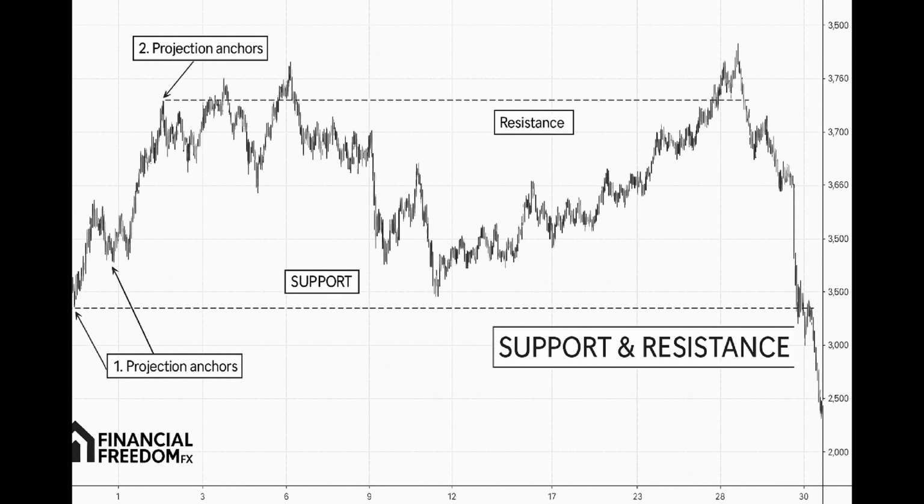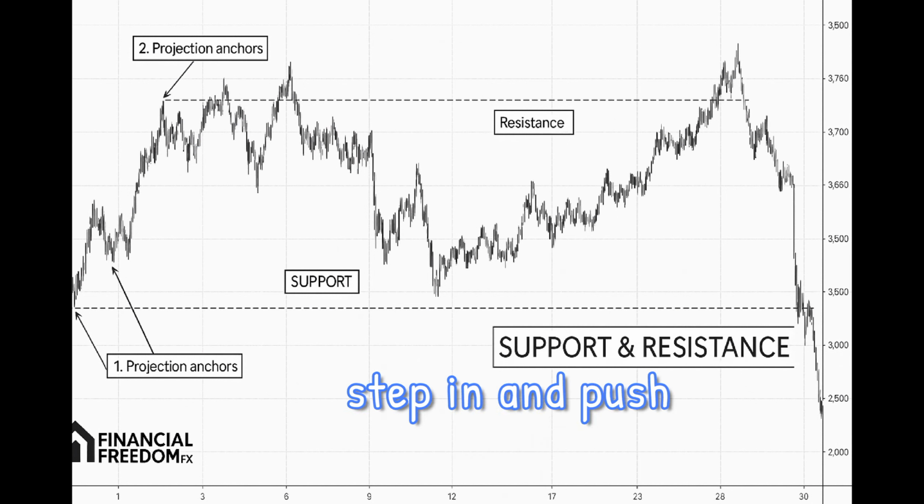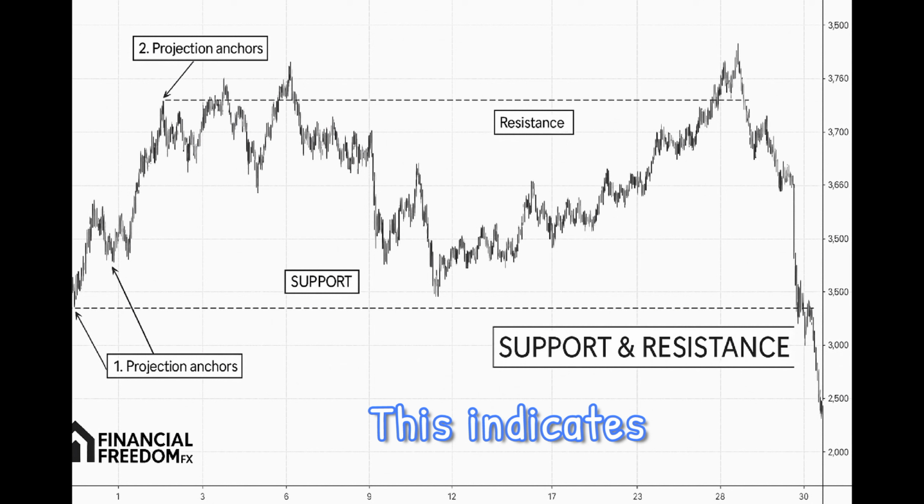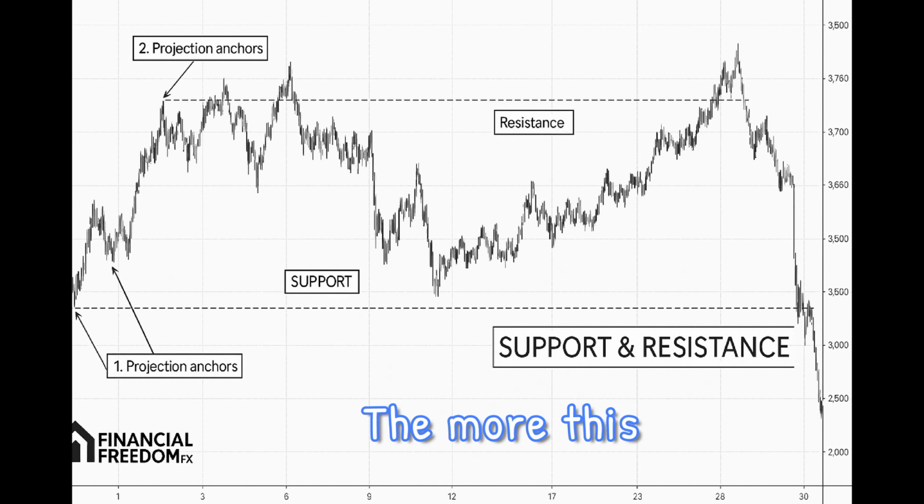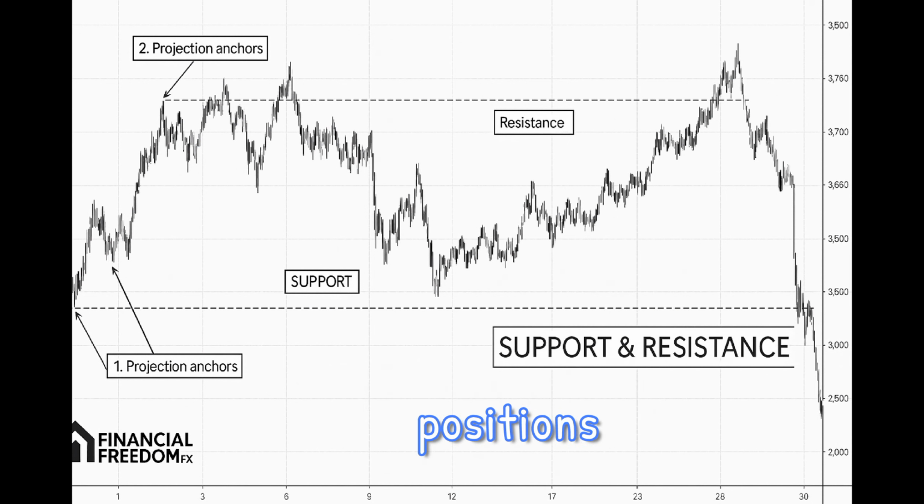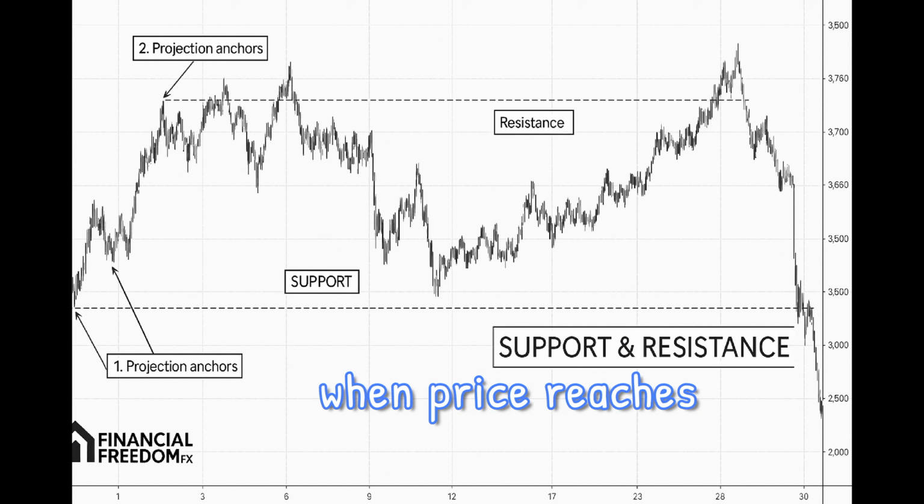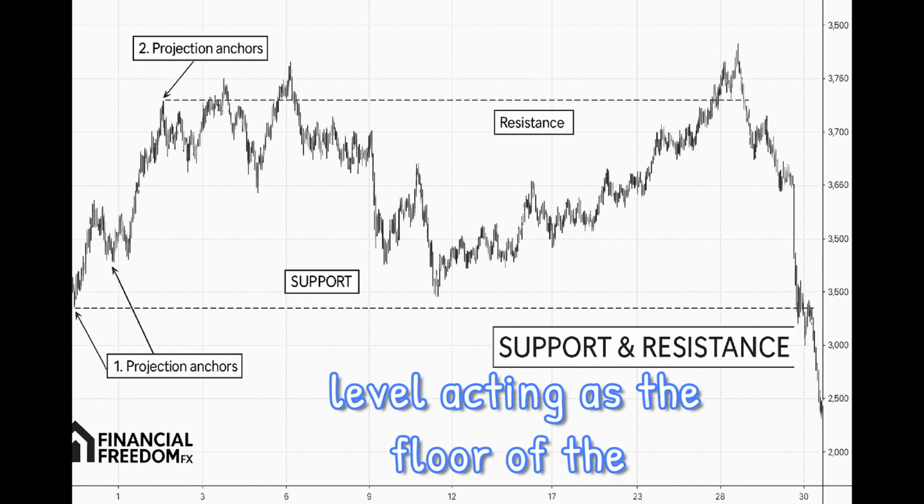As price moves up, it repeatedly tests a horizontal resistance zone. Each time price approaches this level, sellers step in and push the market down. This indicates that large players or institutions are placing sell orders here, and they don't want price to break above. The more this resistance is tested without breaking, the stronger it becomes. It's a signal that this level is respected, and traders can confidently look for short positions or take profits when price reaches this zone.